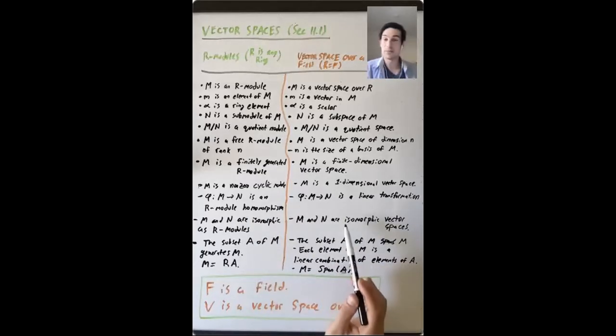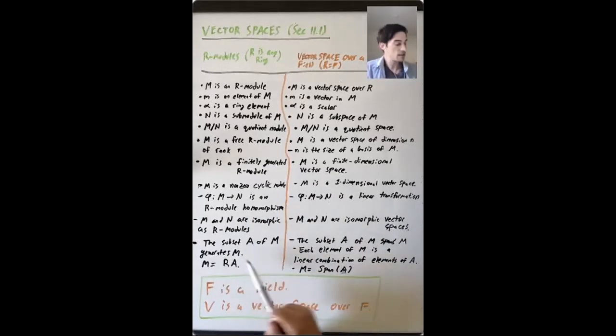For vector spaces, we would say that they're isomorphic vector spaces. And now the last one, if we say that the subset A of M generates M, we've seen that that's saying that M is equal to R times A, that everything in M can be written as a finite R linear combination of elements of A.